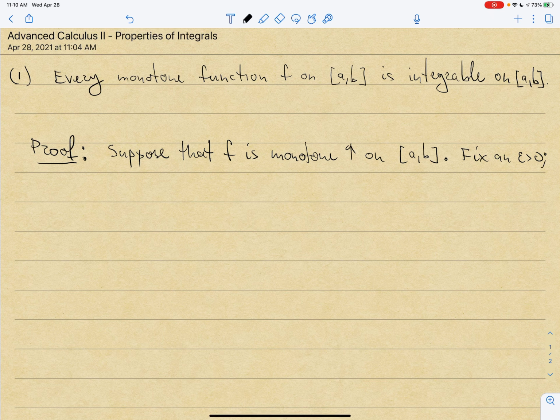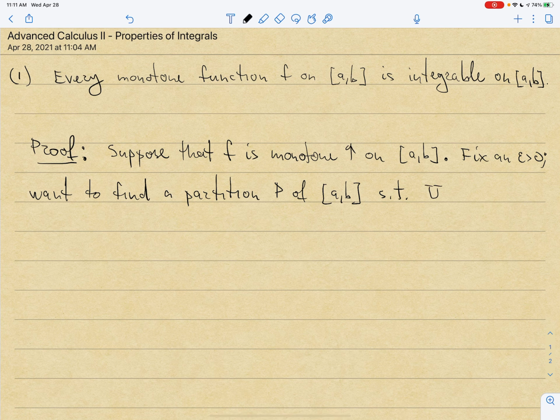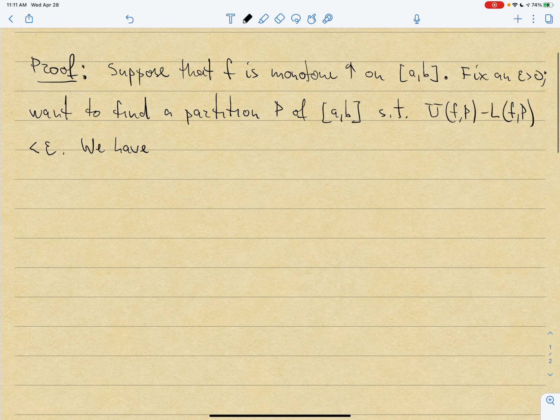Let's say if I want to test the first criterion of integrability, I want to find a partition P of [a, b] such that U(f, P), the upper Darboux sum, minus L(f, P), lower Darboux sum for that partition P is less than epsilon. All right, so let's compute actually what we have here. So what is U(f, P) minus L(f, P)?